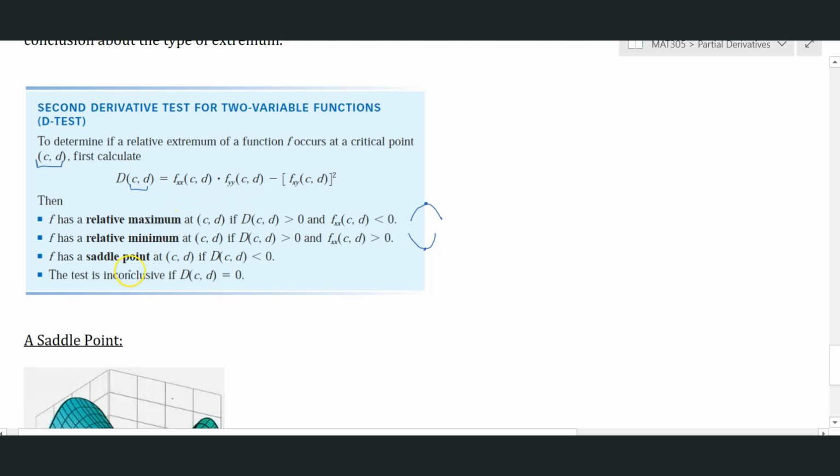And f has what's called a saddle point at that location c, d if the d value is less than 0. So if the d value is bigger than 0, you have to look at the pure second partial with respect to x. If the d value is less than 0, you know it's a saddle point. And the third possibility is that the d value is equal to 0, and the test is inconclusive. That just means you have to take a look at the graph to determine what kind of critical point it is, if it's any of these.